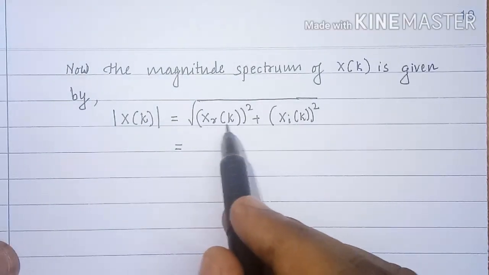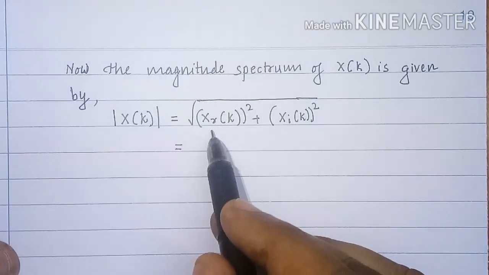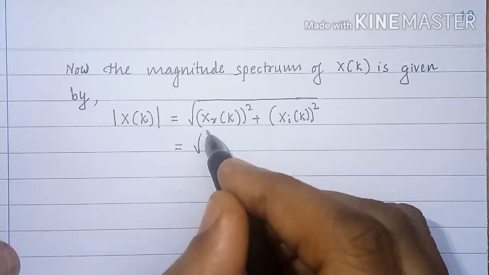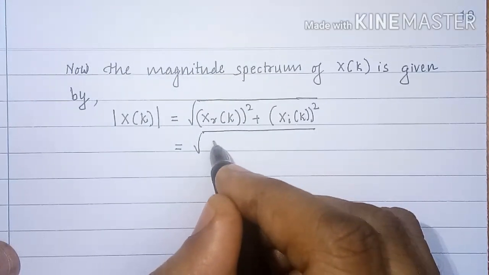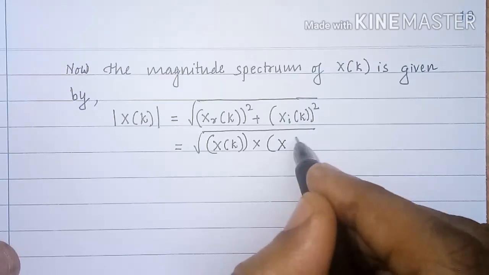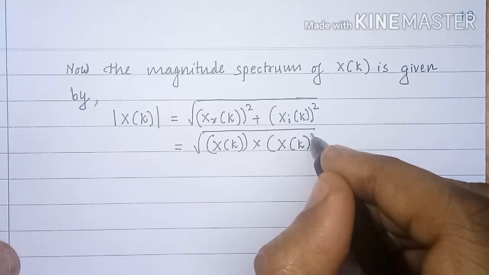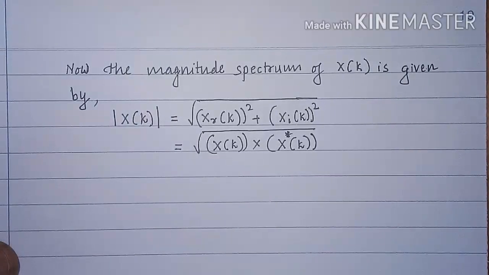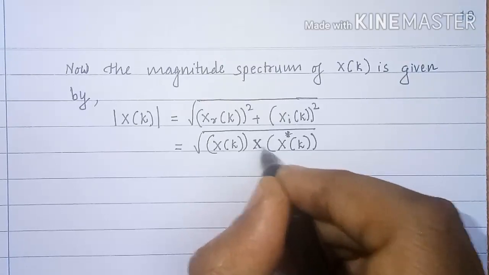Since XR of k whole square plus XI of k whole square is obtained by X of k and the complex conjugate of X of k, we can write the magnitude spectrum of X of k as X of k into X of k complex conjugate. Here it is a multiplication sign, don't take it as x.